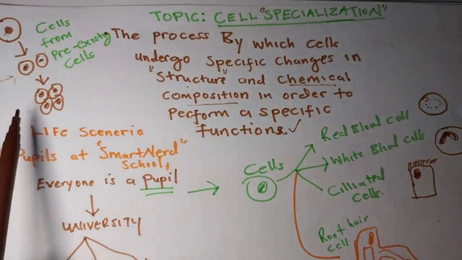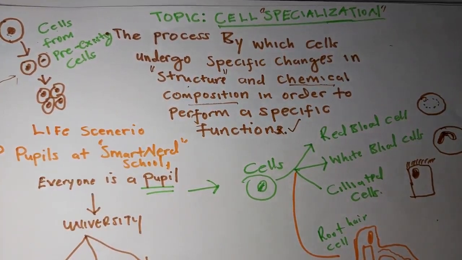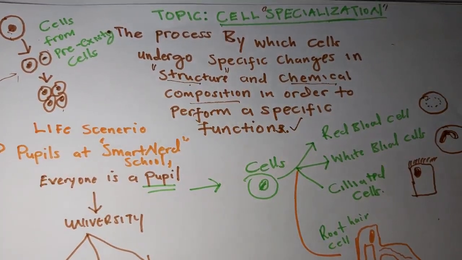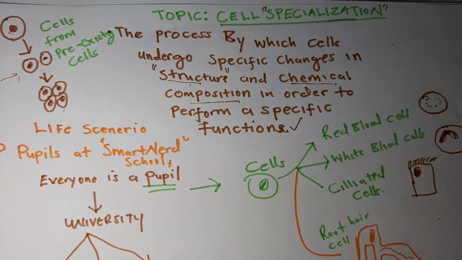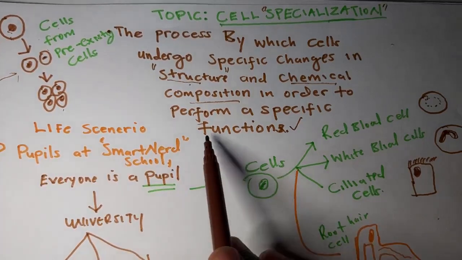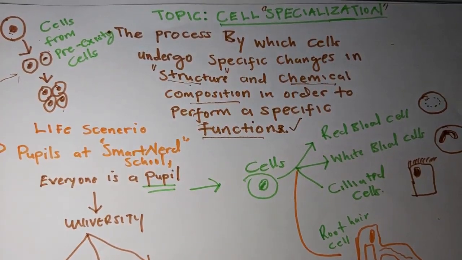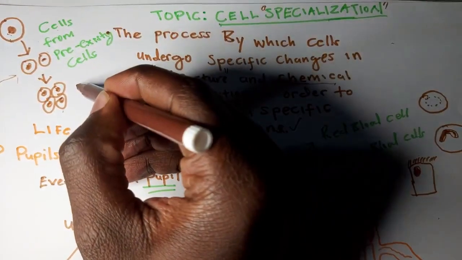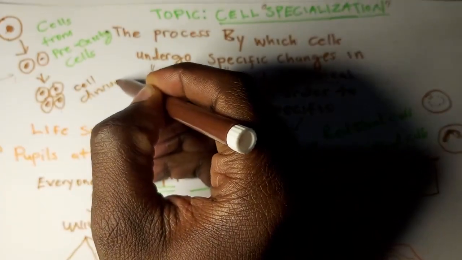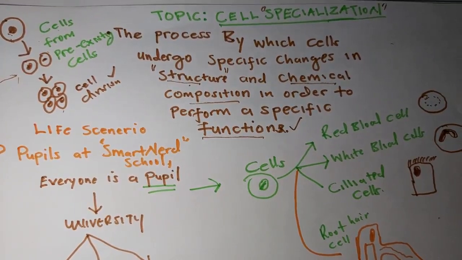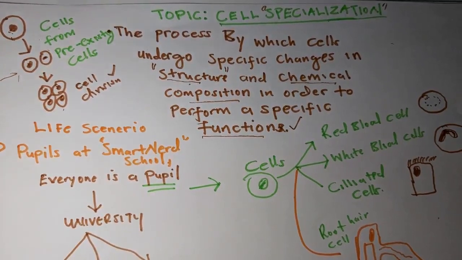Now we find that as these cells are dividing, most of them are similar in their structure and chemical composition. They have the same shape and the same appearance. But as time goes on, these cells begin to change in their structure and chemical composition. This happens so that the cell can specialize and perform a specific function, which is very important. So cells arise from pre-existing cells by cell division. Cells keep on dividing, then they reach a level where they start to specialize and differentiate.